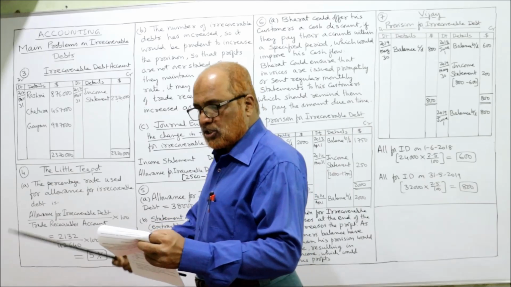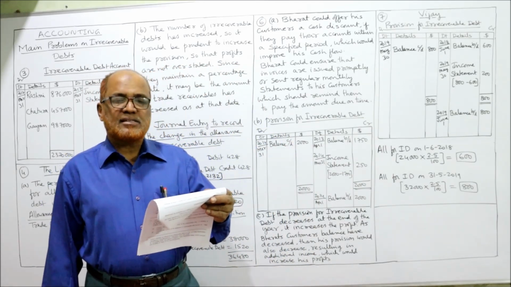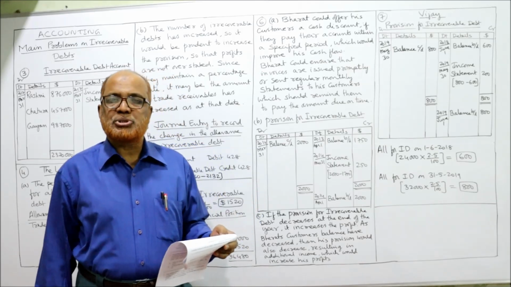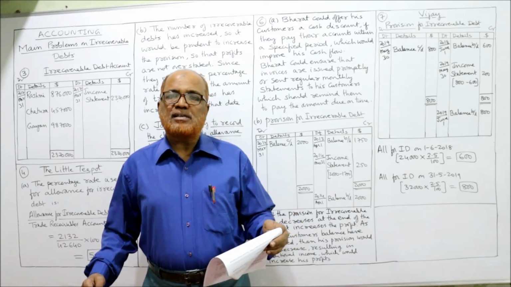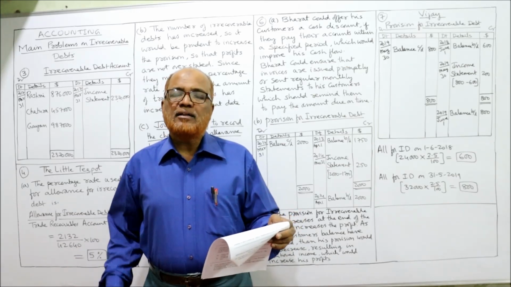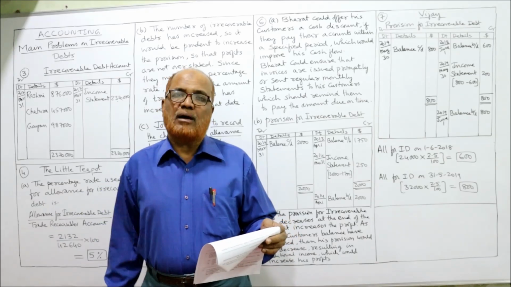Now I am coming to the sixth problem. Bharat, a trader, is experiencing late payment from customers. Bharat is the trader, the businessman. He is observing that his customers are late in payment, delaying in paying the amount.